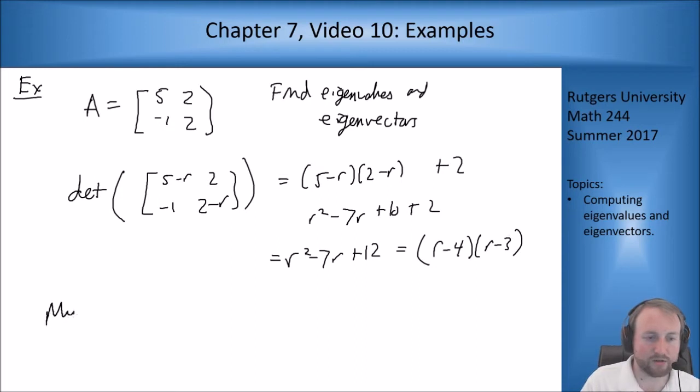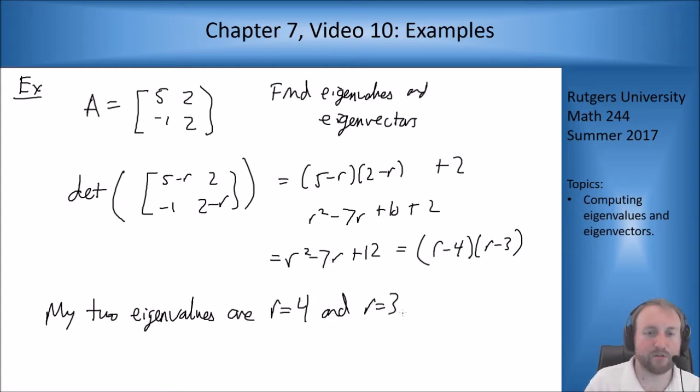So my two eigenvalues are r equals 4 and r equals 3. So what did we do? I took the determinant of this matrix with r subtracted off the diagonal, and I got a quadratic polynomial, which I then factored. You could also plug in the quadratic formula. That would work for you too. And then I get two eigenvalues.